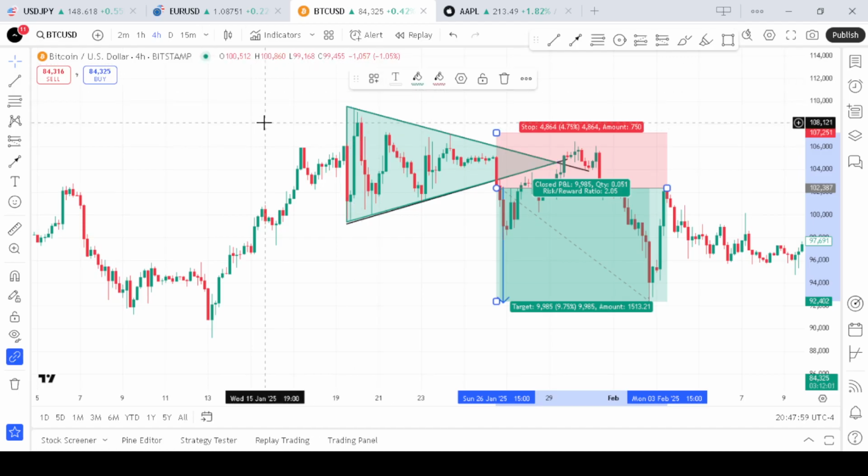As you apply this strategy, always adhere to proper risk management. Never risk more than 1% or 2% of your trading capital on a single trade. This approach will help you protect your capital and ensure long-term trading success.